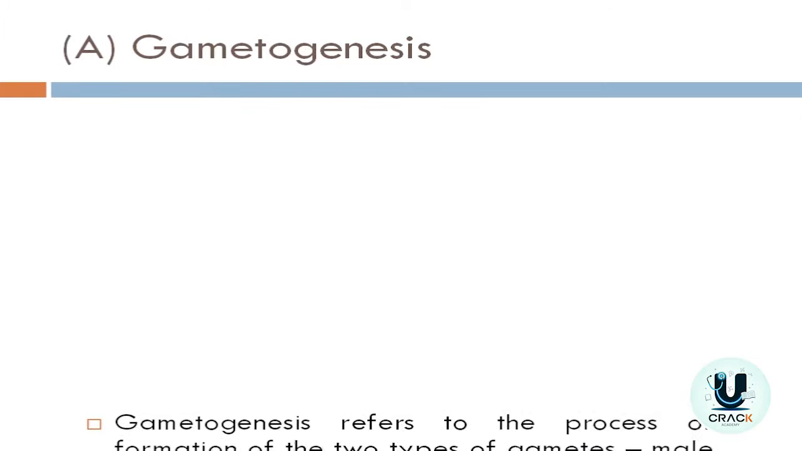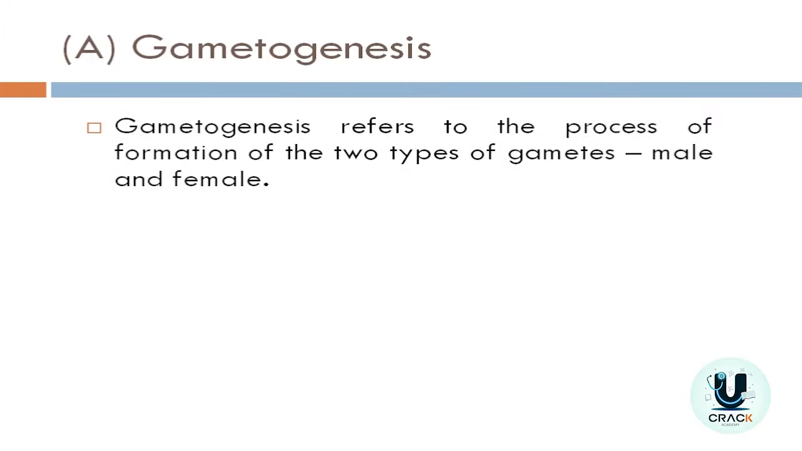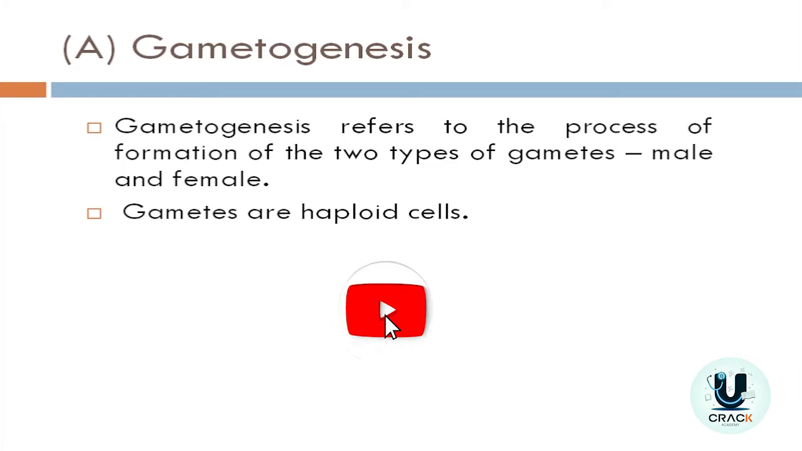Gametogenesis first. Gametogenesis refers to the process of formation of two types of gametes, male and female, that we have known. That is the definition which is given for sexual reproduction, the same it is here. Gametes are haploid cells.